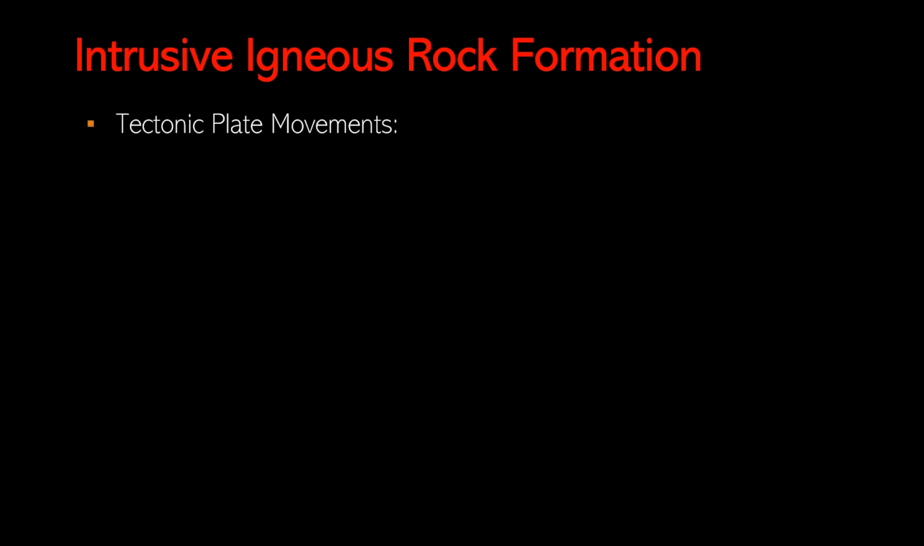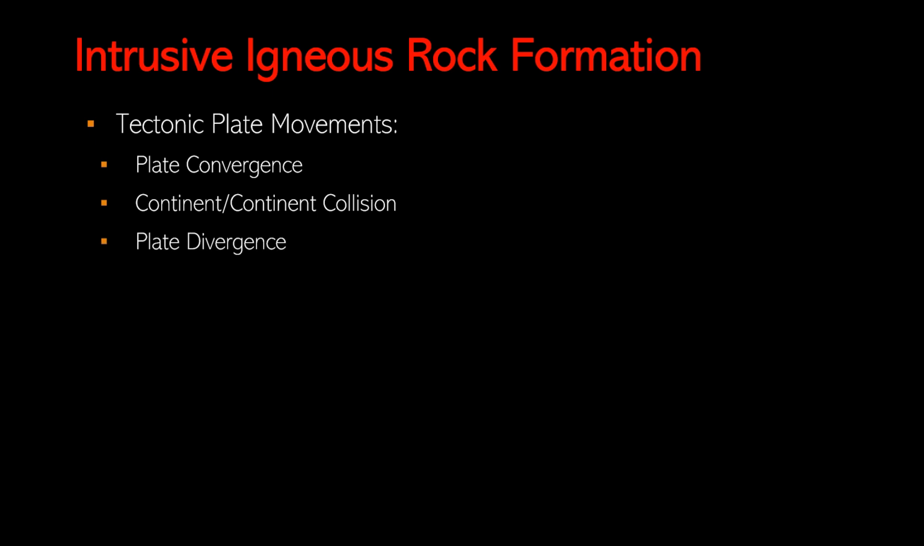Tectonic plate movements. Plate convergence. At subduction zones, one tectonic plate sinks beneath another, causing melting in the mantle. The magma generated can rise into the crust, forming intrusive bodies. Continent-to-continent collision. Intense pressure causes melting and subsequent intrusion. Plate divergence. At mid-ocean ridges and continental rifts, plates pull apart, allowing magma from the mantle to rise and fill the gap, sometimes forming intrusive structures.